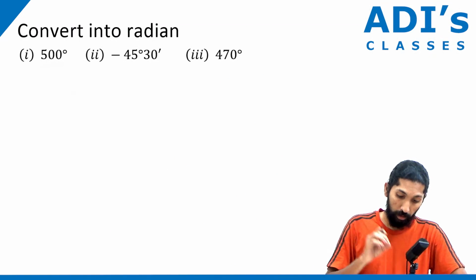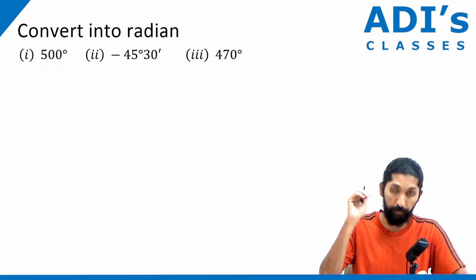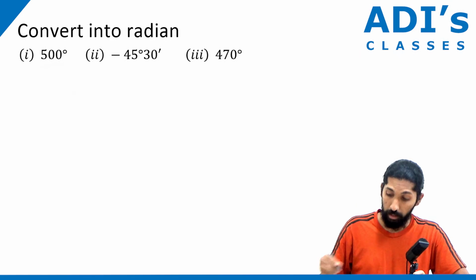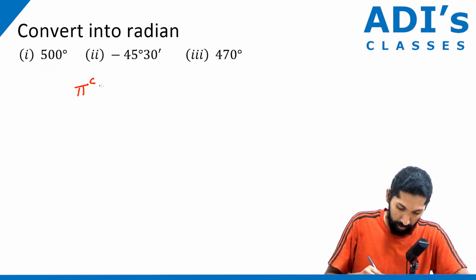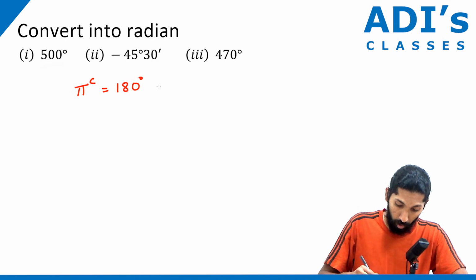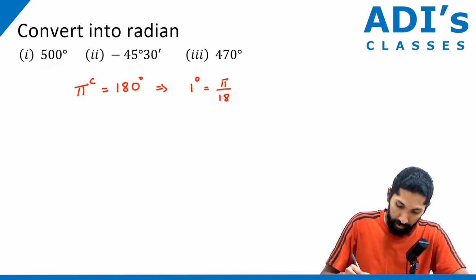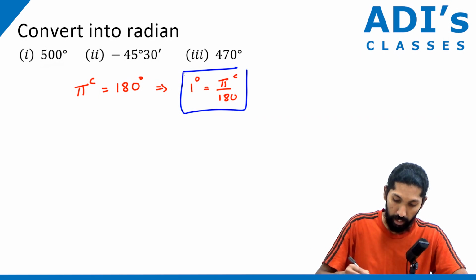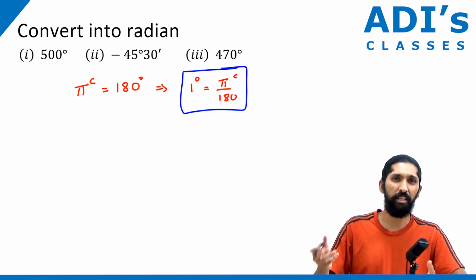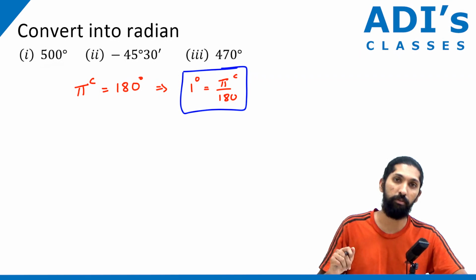See here, convert into radian. It's given in terms of degree, you have to convert to radian. What did I just tell? You always have to use the formula pi radian is equal to 180 degree, correct? Or 1 degree is equal to pi by 180 radian, correct? This is more like a general formula which you have to remember, or you can just derive it. It hardly takes 10 seconds to do it anyway.